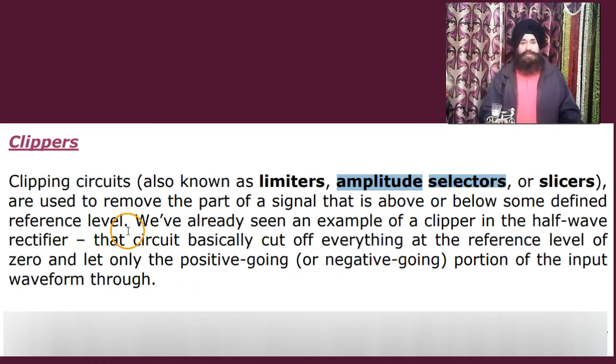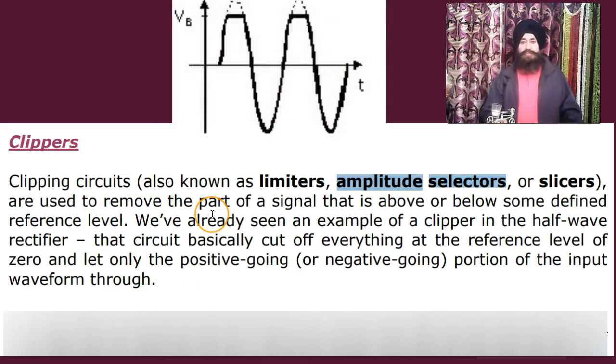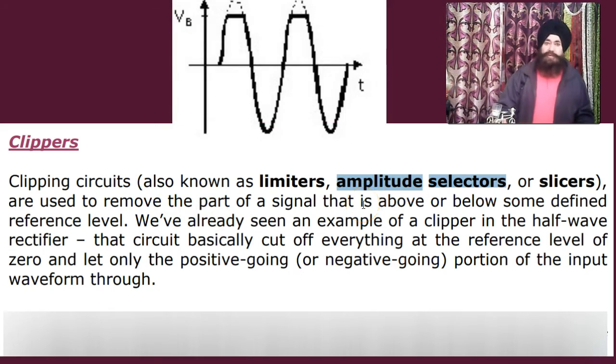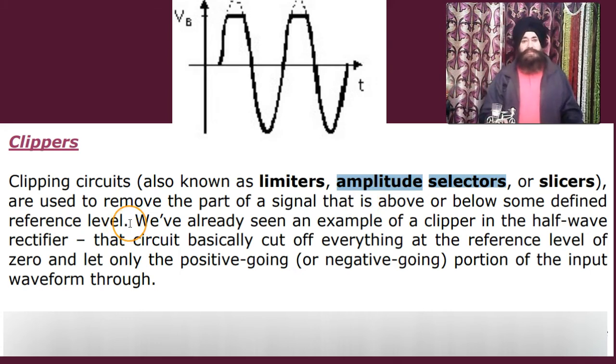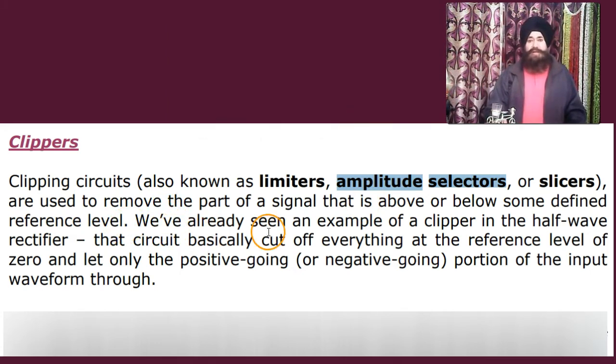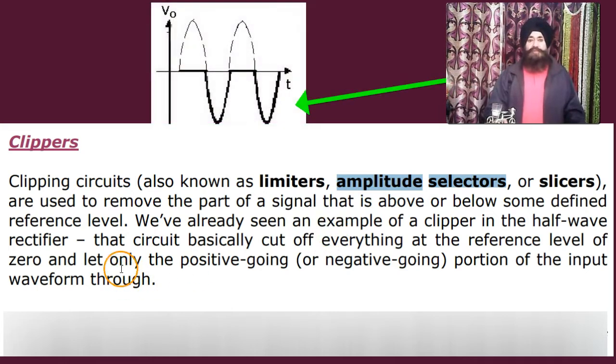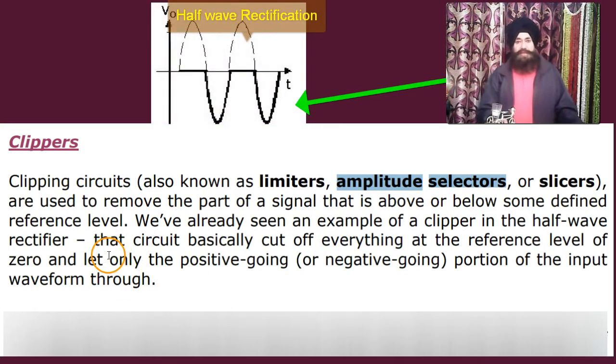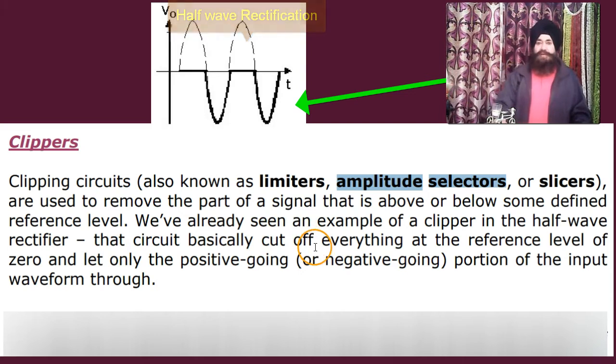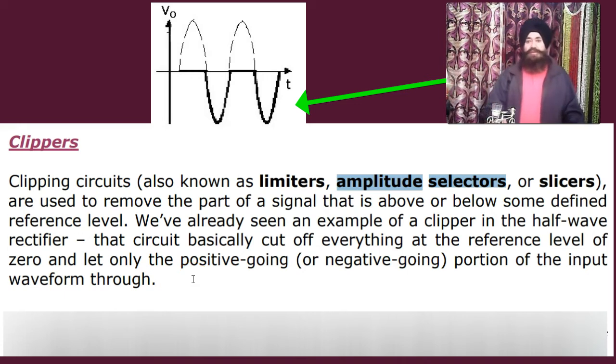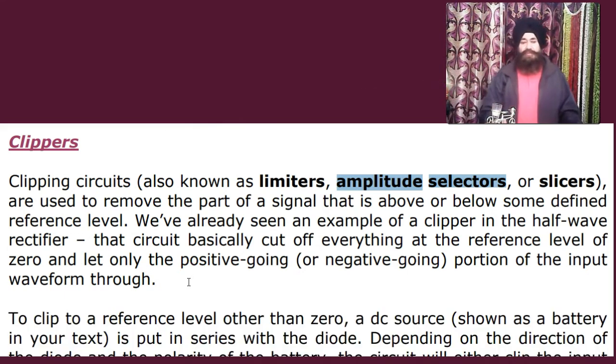A clipping circuit is used to remove the part of the signal that is above or below some defined reference level. We know very well the example of a clipper in the half-wave rectifier. That circuit basically cuts off everything at the reference level of 0, and passes only the positive-going or the negative-going portion of the input waveform.